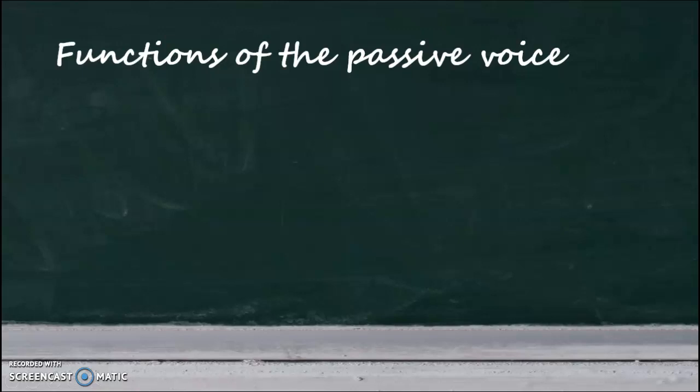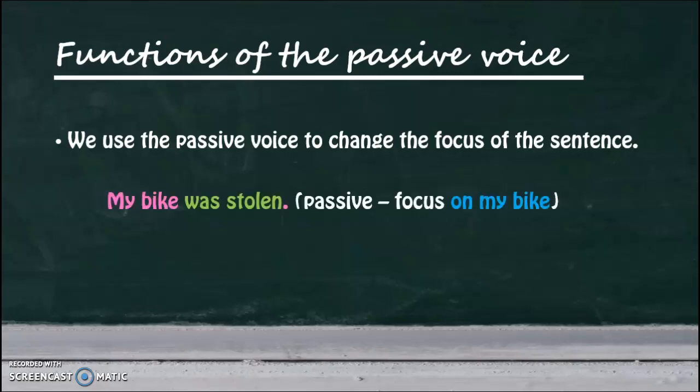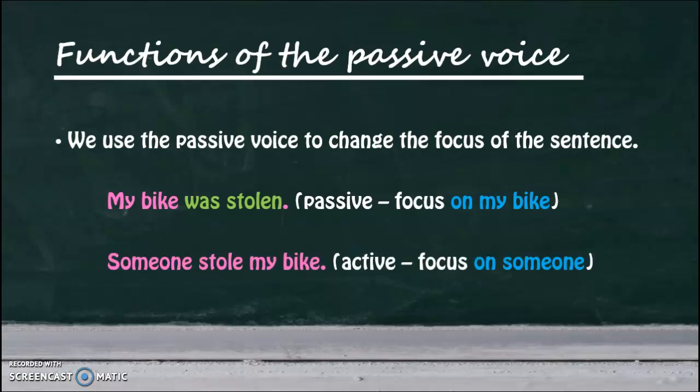One function of the passive voice is to change the focus of the sentence. For example, this is the passive voice: My bike was stolen. We are focusing on my bike. But if I say, someone stole my bike, this is the active voice. I am focused on someone.